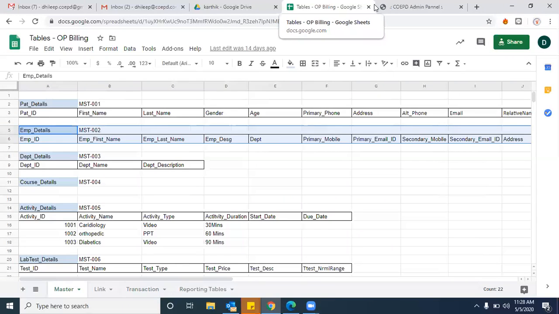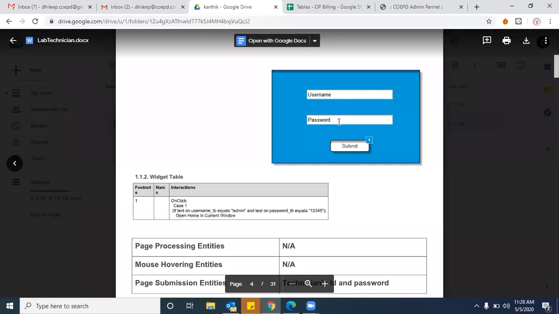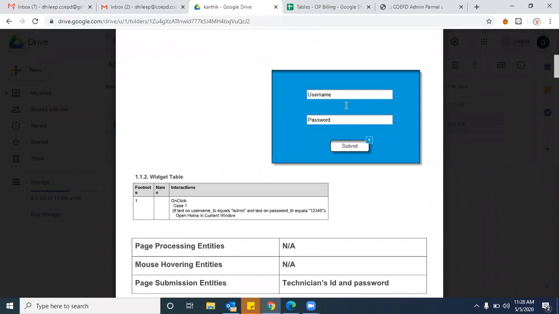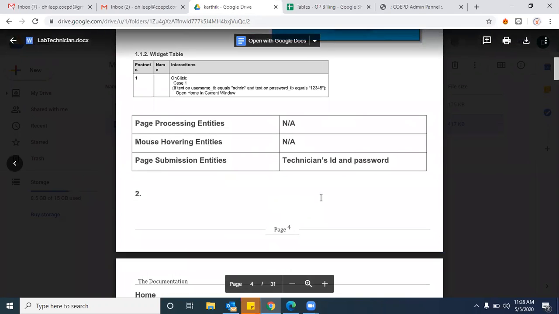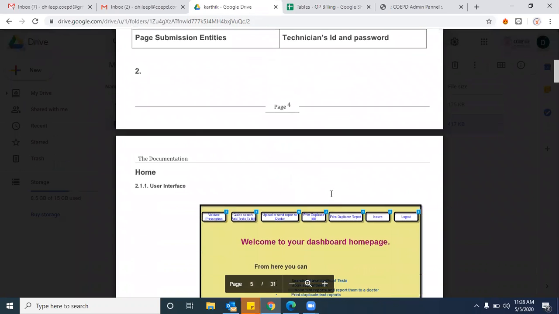But here in this particular screen, username and password is coming from the table called employee details, right or wrong? Correct. The same employee details, you can keep it here. Am I clear?